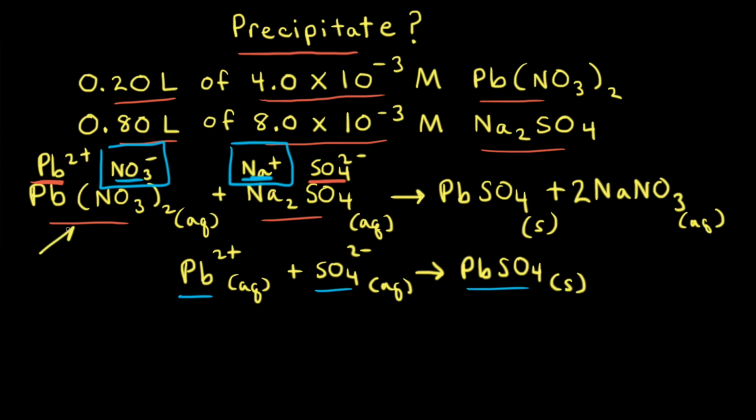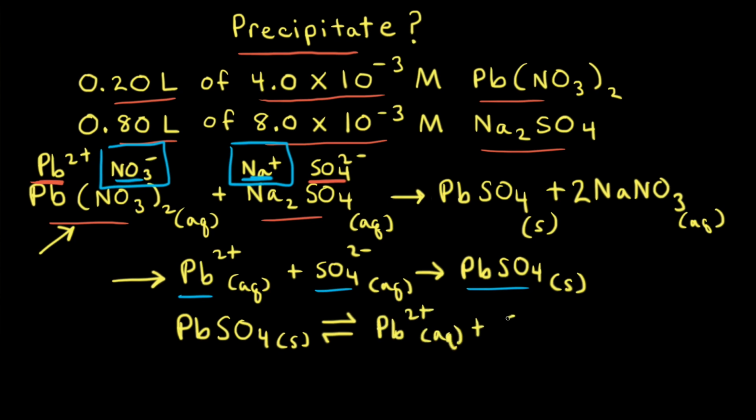Writing the overall equation and the net ionic equation are really optional for a problem like this. What we really need to do is identify the precipitate and then write out the dissolution equation. So PbSO4 would be our possible precipitate, and if it dissolves in water, we would form lead 2 plus cations in aqueous solution and sulfate anions in aqueous solution, right?